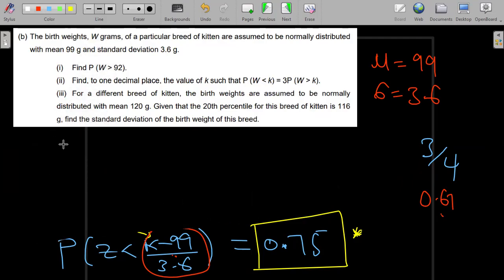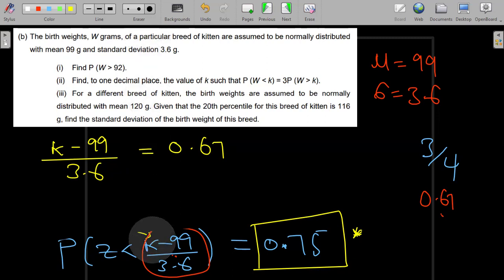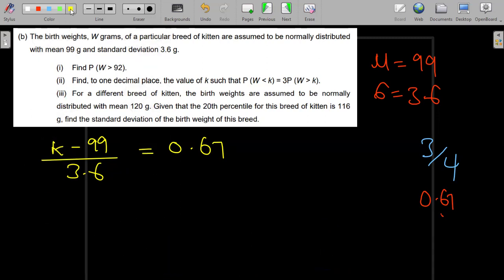So what we have now will be K minus 99 over 3.6 is equal to 0.67. Okay, so now let's do some calculations on the calculator. So this will be K minus 99 is equal to this multiplied by this. So we have 3.6 multiplied by 0.67.